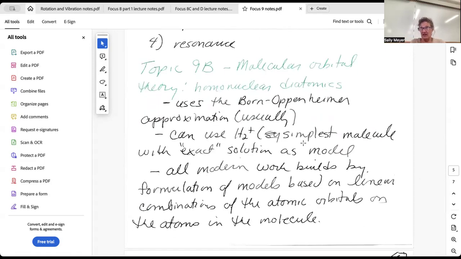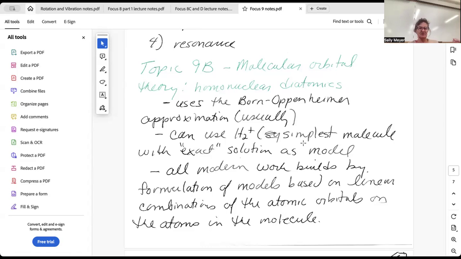And just like we use the hydrogen solutions as wave functions for many electron atoms, we can do the same thing. We can use the orbitals we get for H2 plus and use those and just put more electrons into them for things like N2 or other larger molecules. So all modern work builds by formulation of models based on linear combination of the atomic orbitals on the atoms in the molecule. And that makes it sound like valence bond theory, but it's not.